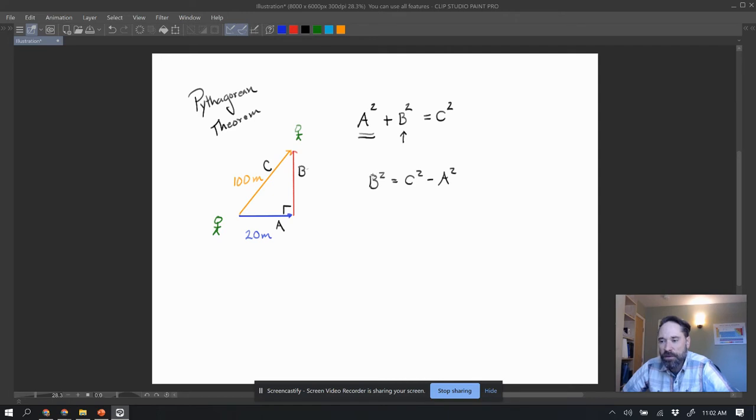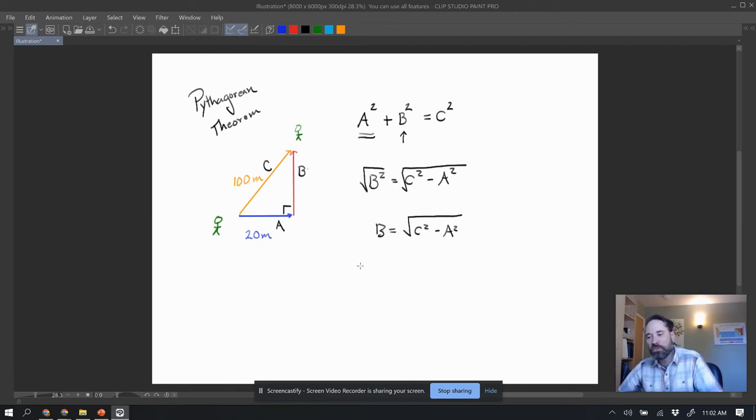And then to solve for b, I'm going to take the square root of both sides. So in the end, what I get is that b is equal to the square root of c squared minus a squared. So this is where we are and what we're looking for. So what are those two quantities equal in order to make this whole thing happen?